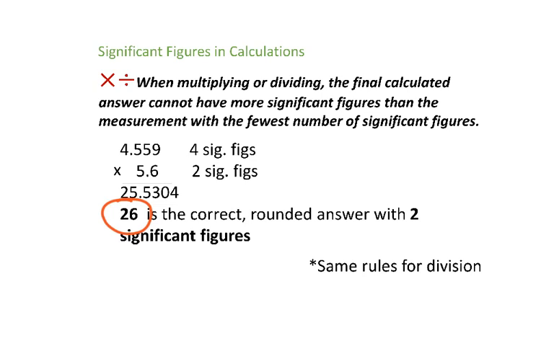So 26, so 2 sig figs. Be very careful with this. Okay. From now on, any calculation that we do, we're going to consider significant figures. Okay, so the same rule applies for division.